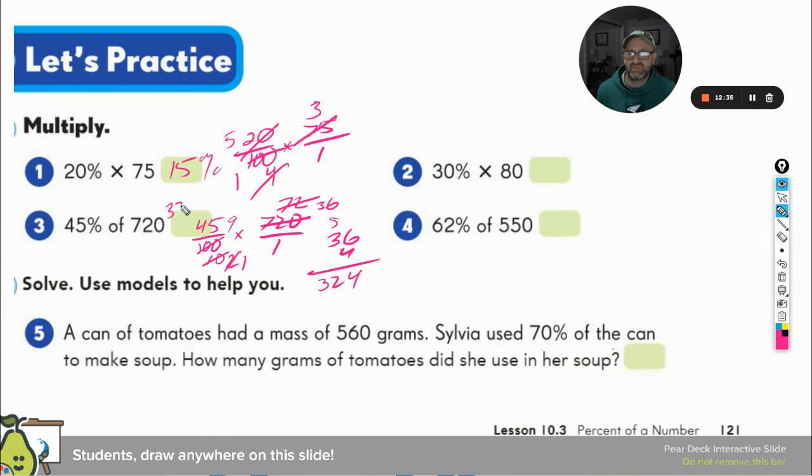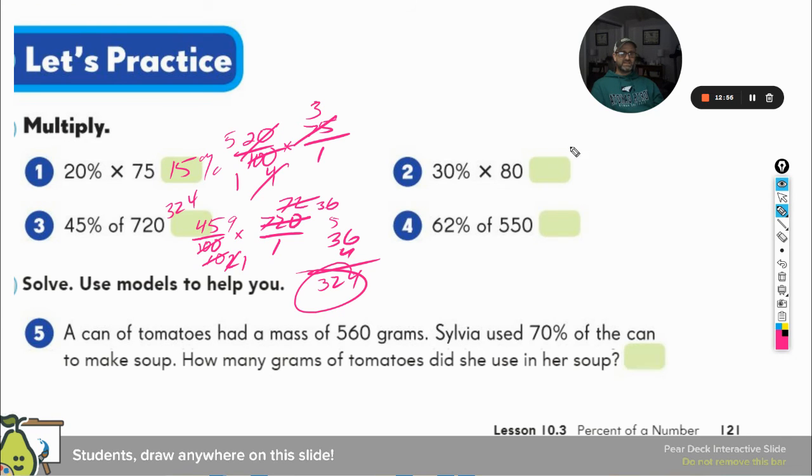324. Do I like that? 324. Let me check another way: 10% of 720 is 72, 20% is going to be 144, 40% is going to be 288. 288 plus 36. Yeah, I like that. 324.